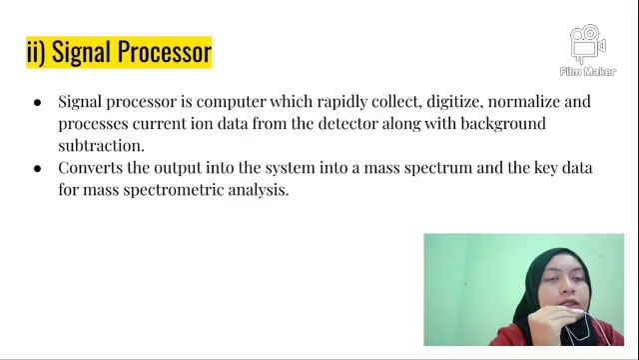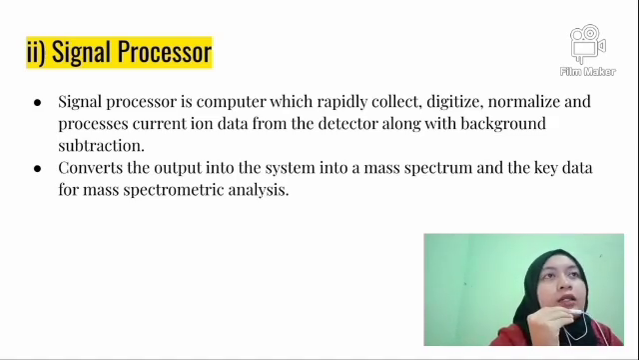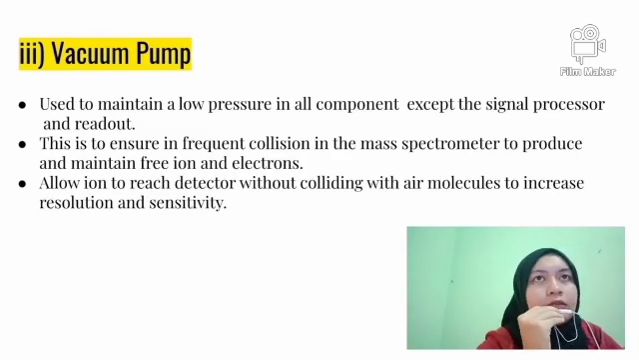And then next is the signal processor. The signal processor is a computer which rapidly collects, digitizes, normalizes, and processes current ion data from the detector along with background subtraction. It converts the output of the system into a mass spectrum and key data for mass spectrometric analysis. The next is the vacuum pump.